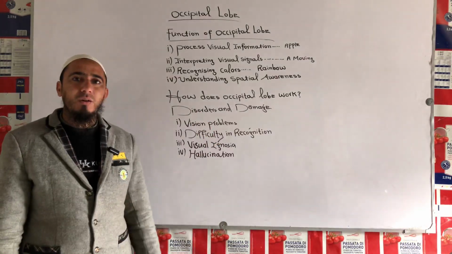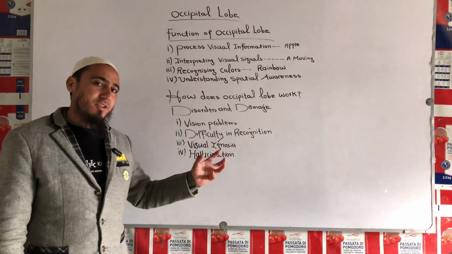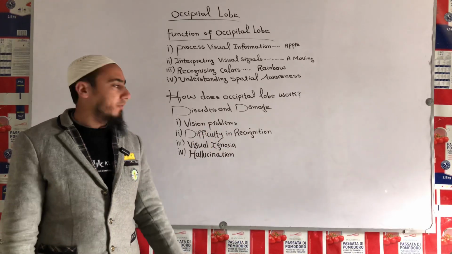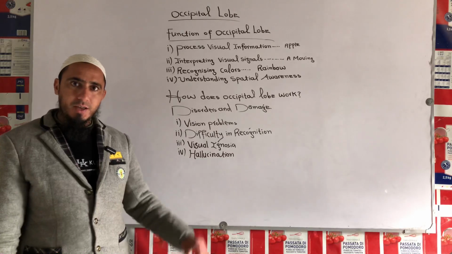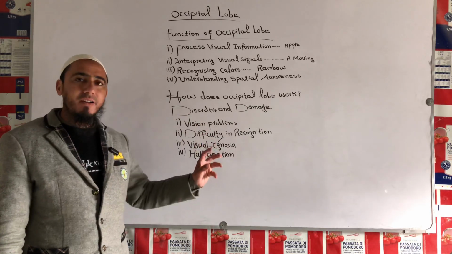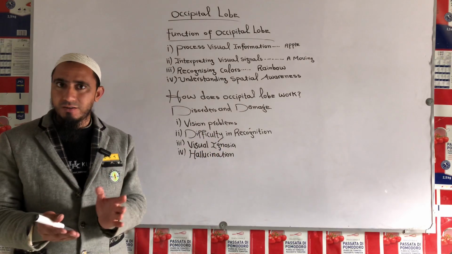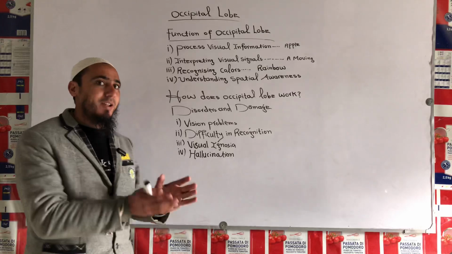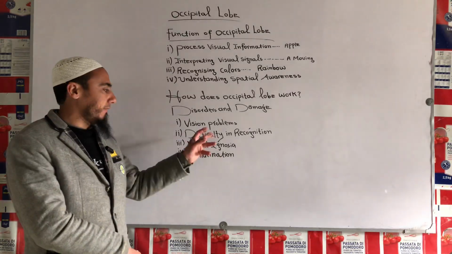Now, what are the disorders? If it is damaged, what problems can it cause? The first thing is vision problems. If this part of the brain is disturbed or disordered, a human will definitely feel spots, or will face blurred eyesight.